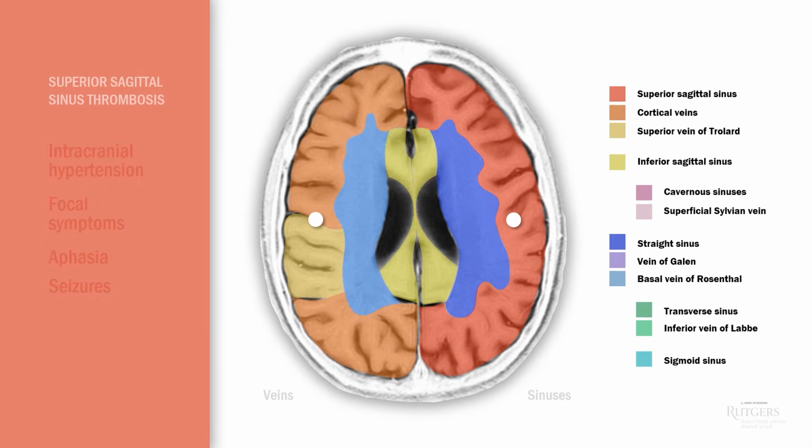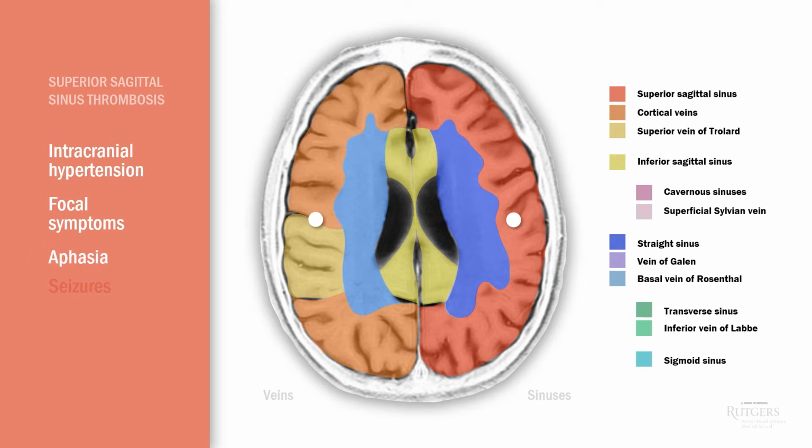Staying laterally, all around the brain is the domain of the superior sagittal sinus. Depending on the study, the superior sagittal sinus and the transverse sinus are battling it out for the title of the most commonly thrombosed sinus. Anyway, let's just call it a tie. Both are thrombosed frequently enough. Superior sagittal sinus thrombosis usually presents with intracranial hypertension from diffuse brain edema, focal symptoms, aphasia, and seizures from venous infarcts.